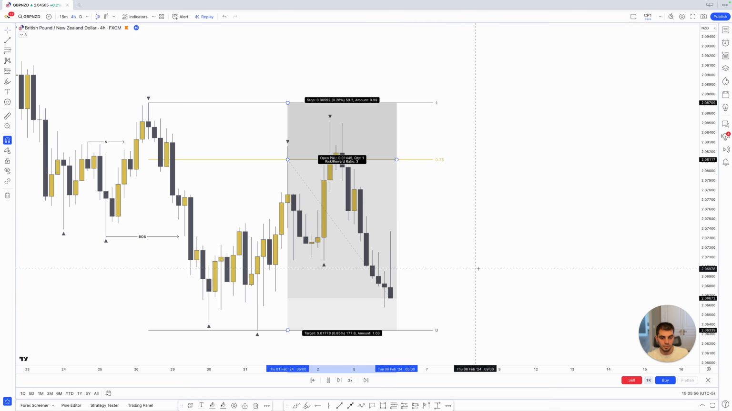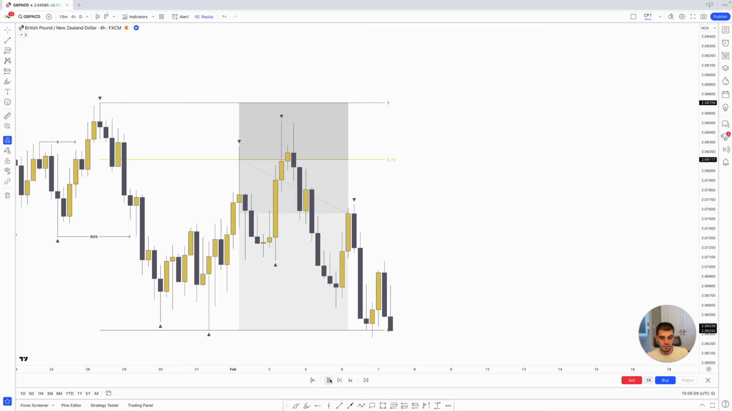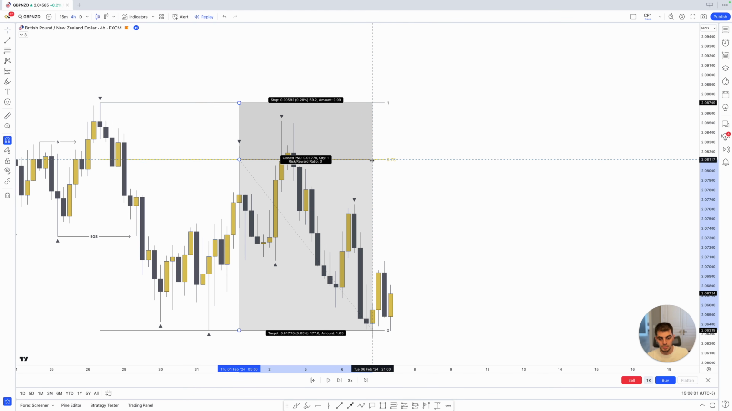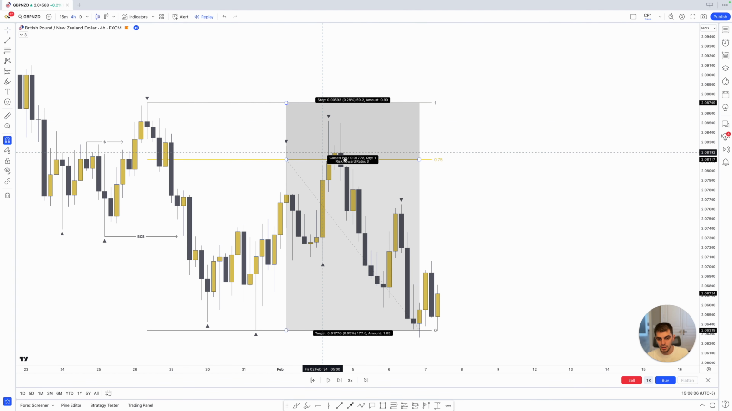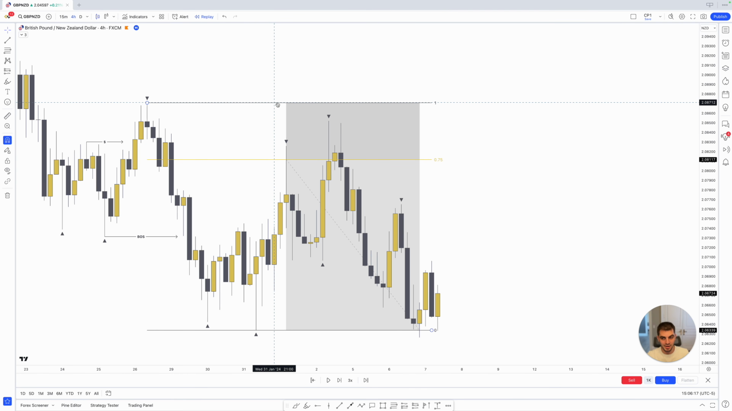Tapped into that premium area and then hit the take profit eventually. So this was a very textbook setup, definitely more drawdown than I would like to see, and that's not typical with this strategy. However, it's completely fine. As I said, the stop loss is placed at a point of invalidation. So as long as the stop loss hasn't been hit, obviously the trade idea is still valid.